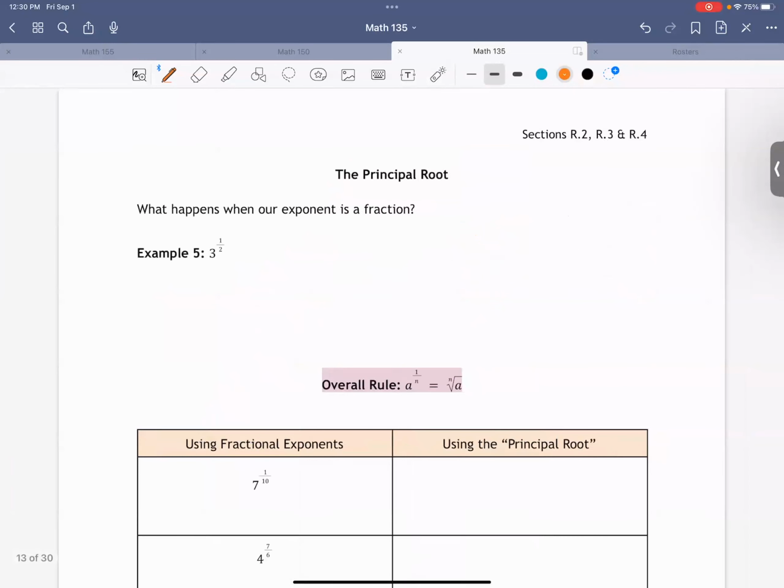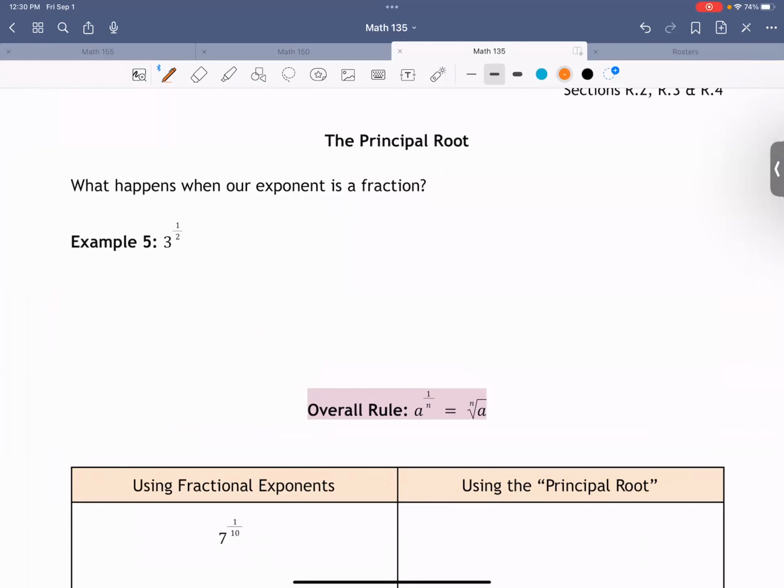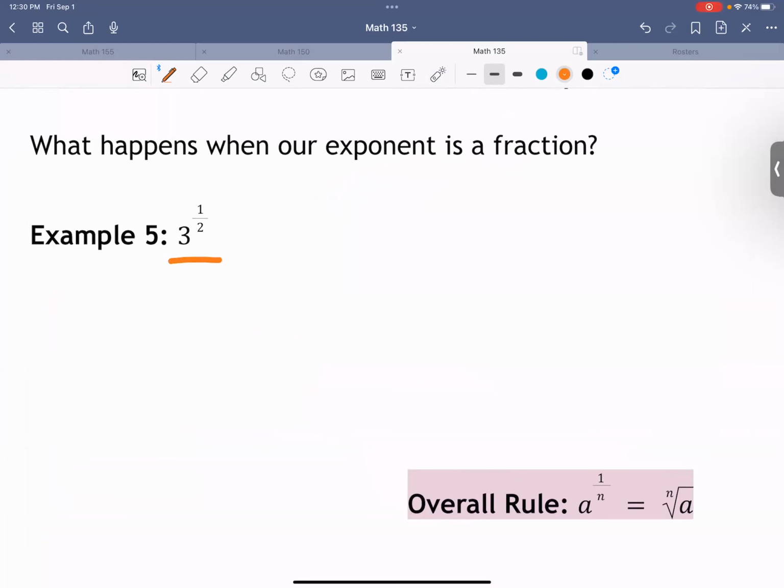Okay, we're going to make it a little bit harder, okay? Because we're going to throw not just whole numbers, but fractions into the mix. Now, we've seen exponents with negatives, we've seen regular exponents. What happens when our exponent's a fraction? Gets a little bit more complicated, right? Has anyone seen an exponent that looks like this? 3 to the 1/2 power?